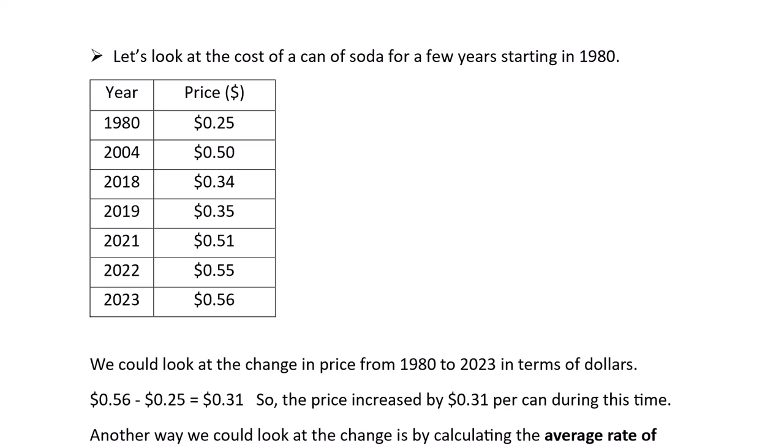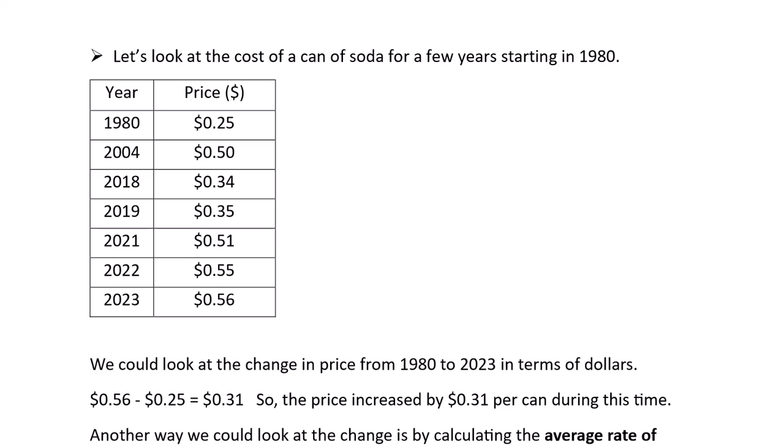We could look at the change in price from 1980 to 2023 in terms of dollars. So 56 cents minus 25 cents is 31 cents. So we could say that it changed 31 cents per can during that time.